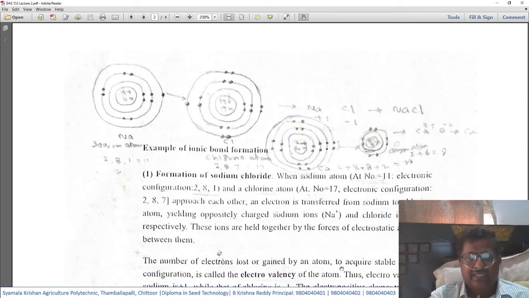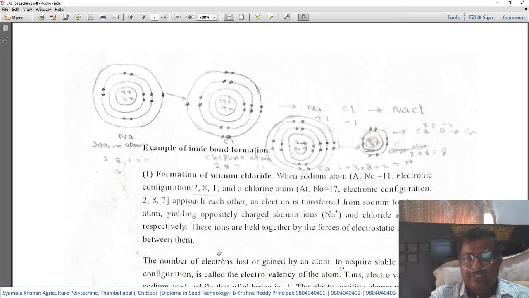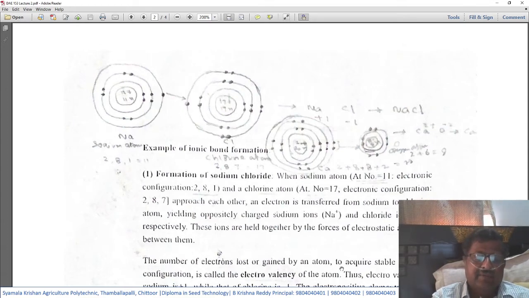Why? By losing the one electron, it becomes an ion, that is a positive ion, that is cation, Na plus. Na plus means it has lost one electron and become an ion. And the chlorine, which receives an electron, becomes a negatively charged ion, that is anion, that is Cl minus. These ions are held together by forces of electrostatic attraction between them.